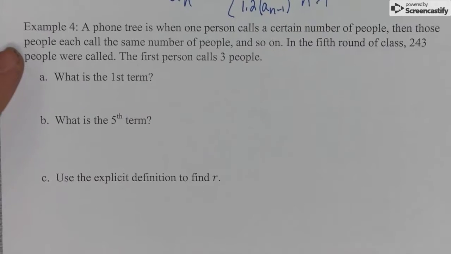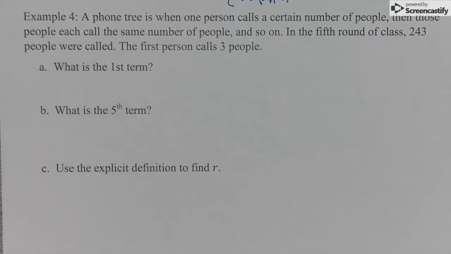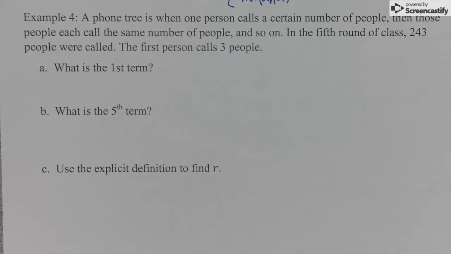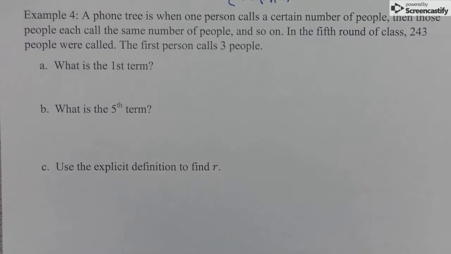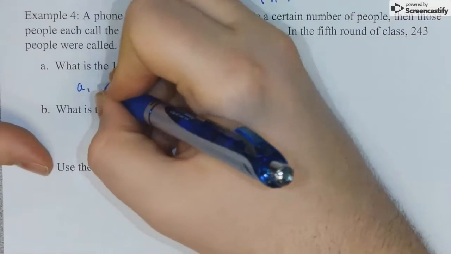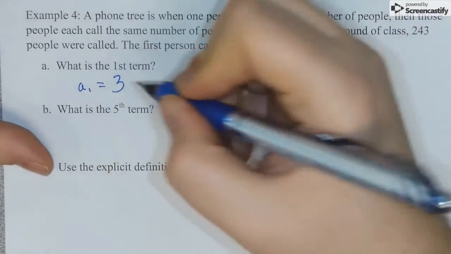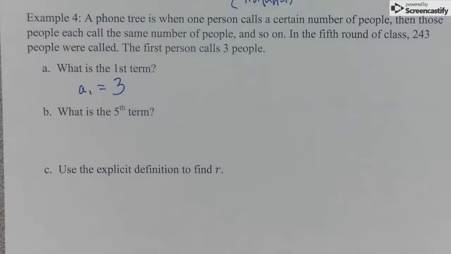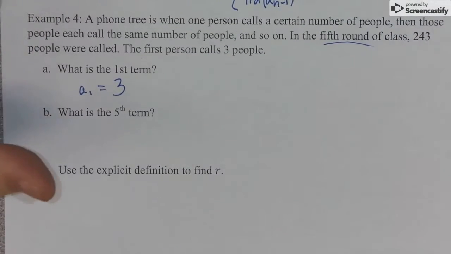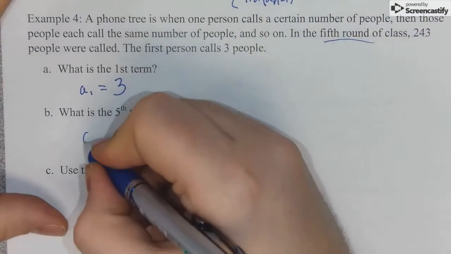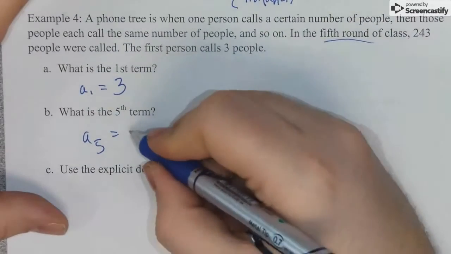Example 4 says a phone tree is when one person calls a certain number of people, then those people call the same number of people, and so on and so forth. In the 5th round of calls, 243 people were called. The first person calls 3 people. So what's the first term? Our A sub 1 in this case is 3 because the first person calls 3 people. We're also given the 5th term because it says in the 5th round 243 people were called. So we're also given A sub 5. This is 243.